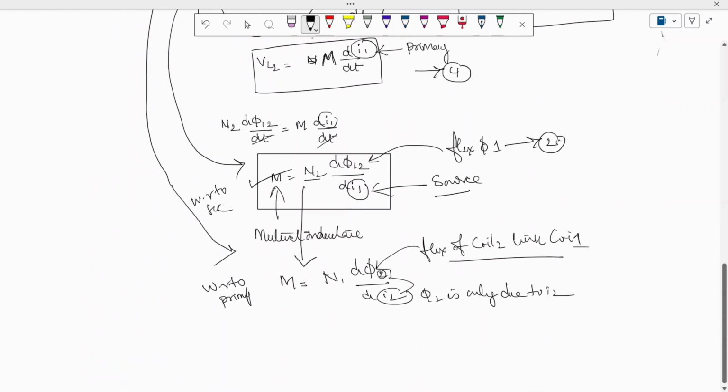So this is all about self-inductance and mutual inductance. We will continue the derivation of mutual inductance in the next class. Meet you in the next class.